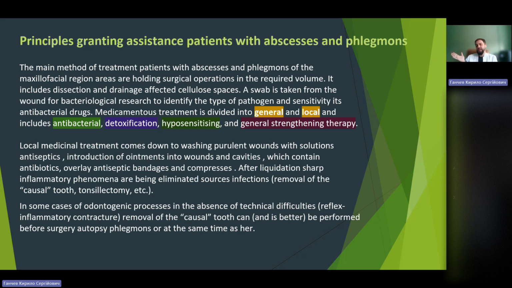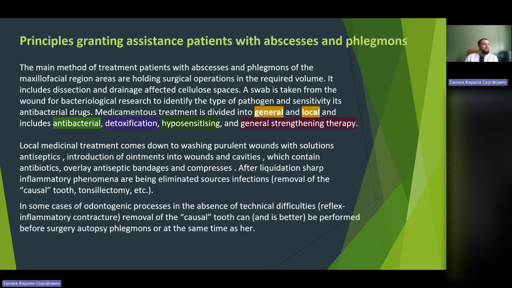I don't remember if we said what phlegmon is. Phlegmon is inflammation of cellular spaces with no borders. So it's diffuse inflammation, not limited, with no capsule. An abscess has some capsule. Phlegmon does not have any borders, so it's very diffuse. Maybe that word exists, not sure.